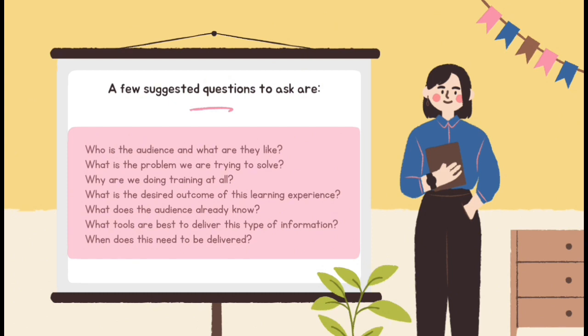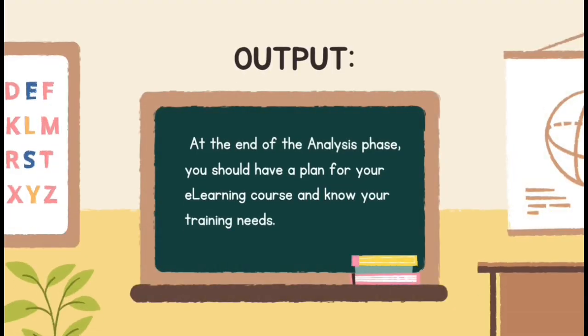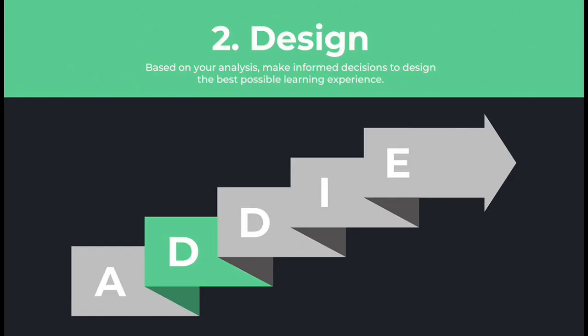Well, the finished analysis should become the heart and soul of your e-learning course. You'll use this analysis as you move through the next phases in the ADDIE process. At the end of the analysis phase, you should have a plan for your e-learning course and know your training need. This will serve as your output. Now, let's proceed to the second phase, which is the design.